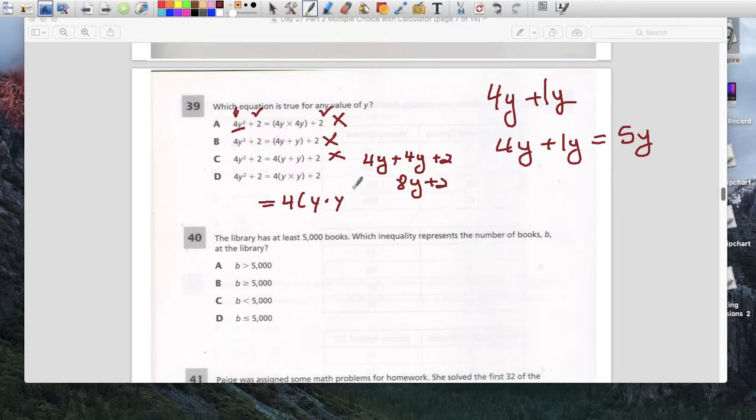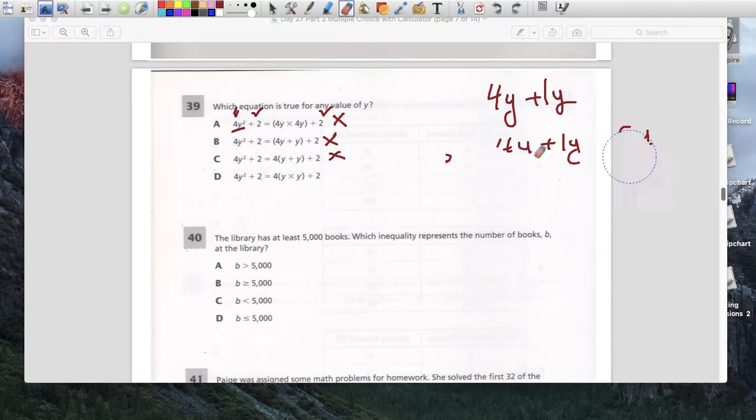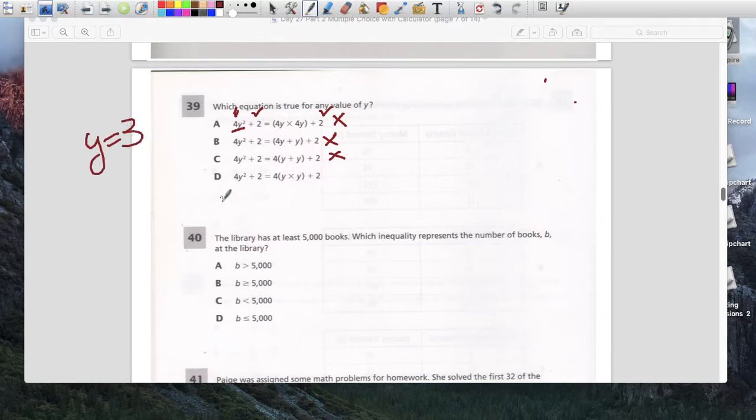Y times y. We didn't learn that when multiplying bases that are the same, we can add the exponents. So although D is the answer, one thing you could do here is pick a value. Let's pick a value of 3 when y equals 3. So over here we get 4 times 3 to the second power plus 2 equals 4 parentheses 3 times 3 plus 2. We do the order of operations. 3 to the second power is 9. 9 times 4 is 36 plus 2 is 38. On this side, 3 times 3 is 9, times 4 is 36, and plus 2 is 38.